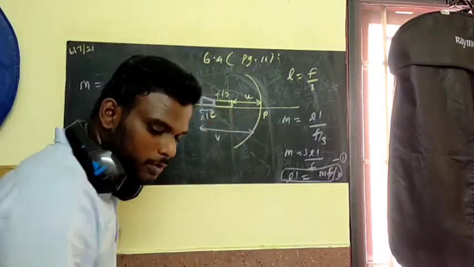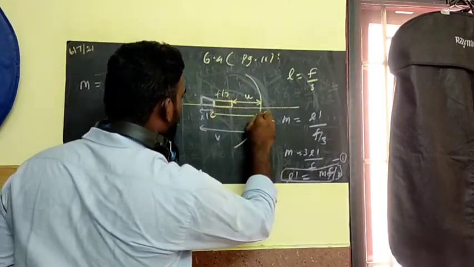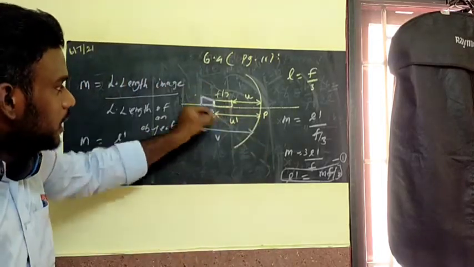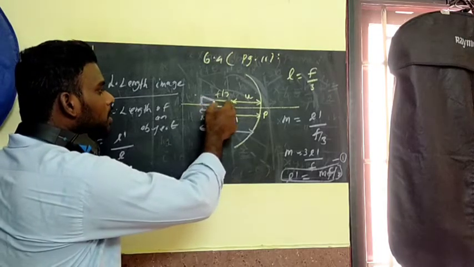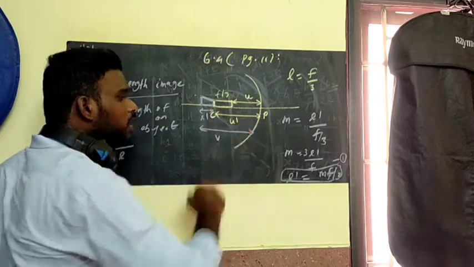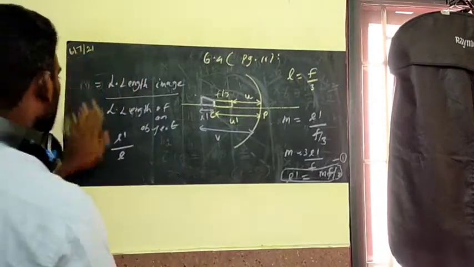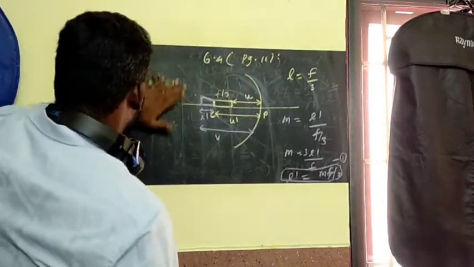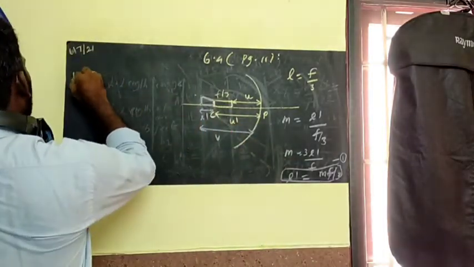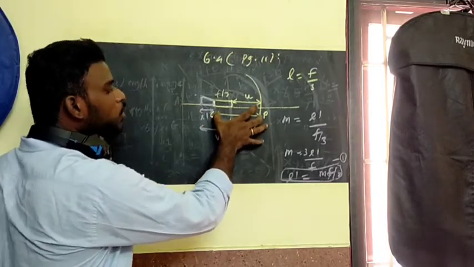The distance between the center of curvature and the pole will be called u dash. Listen, so this length is L dash, and this will be f by 3. The distance between the center of curvature and the pole is called u dash. Now see the u dash. We want the value of u dash. What is my u dash?